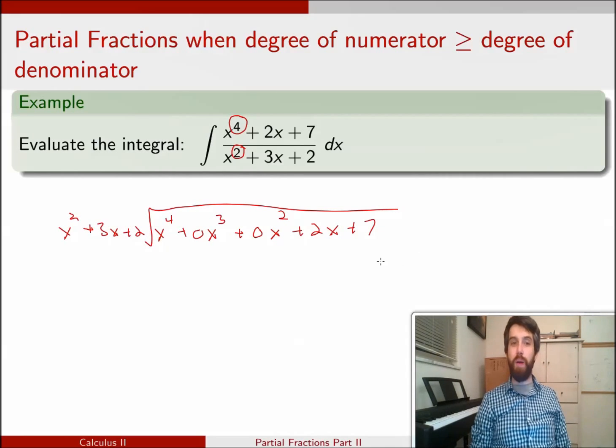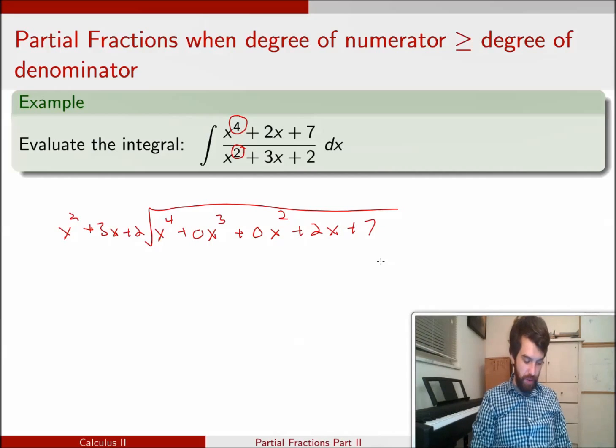The way we can think about this is just like normal long division. In normal long division, we have the ones column, the tens column, the hundreds column, the thousands column, and so on. It's just that here we have the ones column, the x squared column, and so on. It's more or less the same thing.